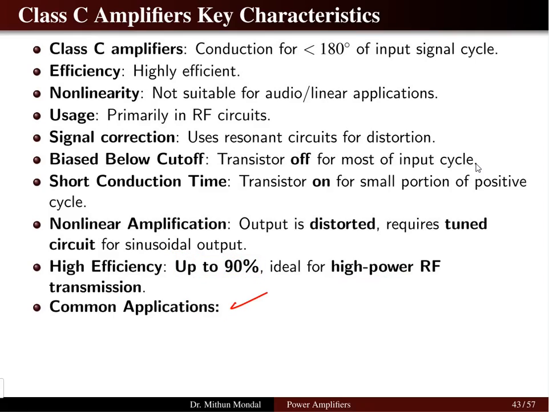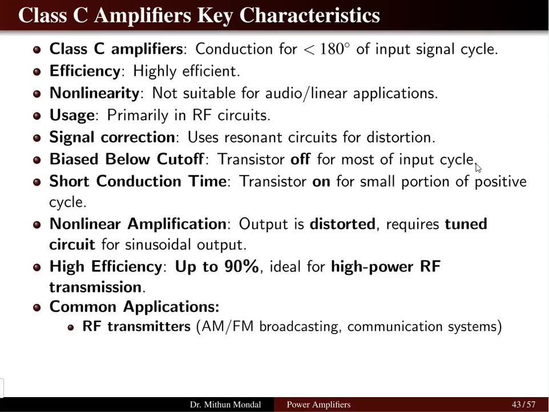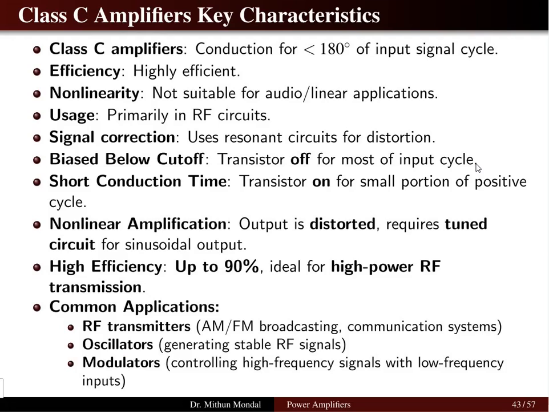Some of the common applications of class C amplifiers are in RF transmitters, whether it is AM or FM broadcasting, and communication systems. It is used in oscillators for generating stable RF signals, and in modulators for controlling high frequency signals with a low frequency input.